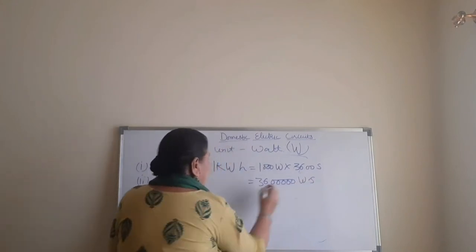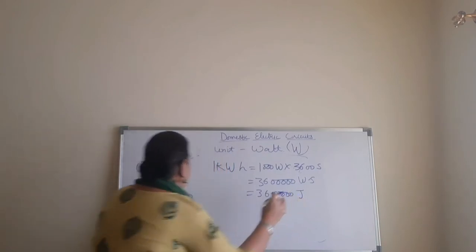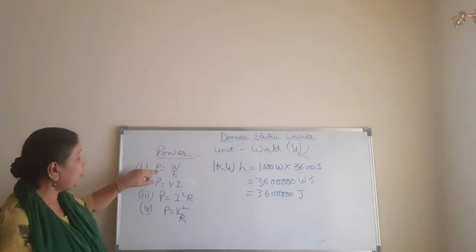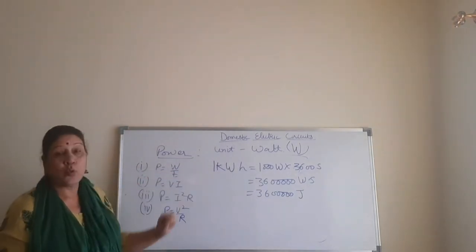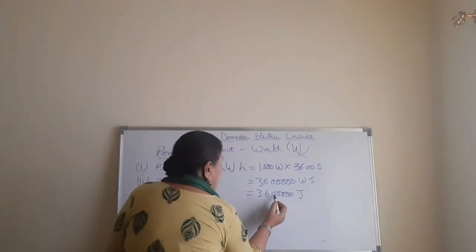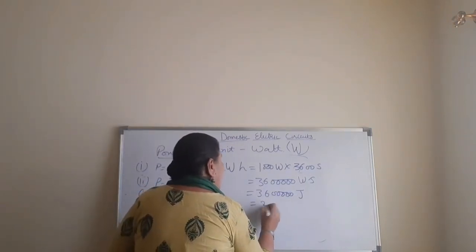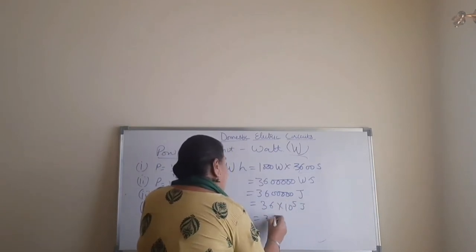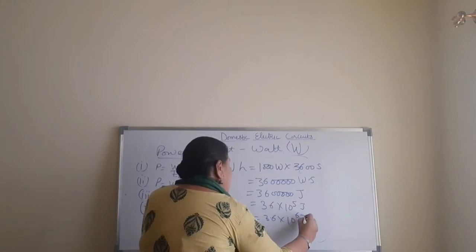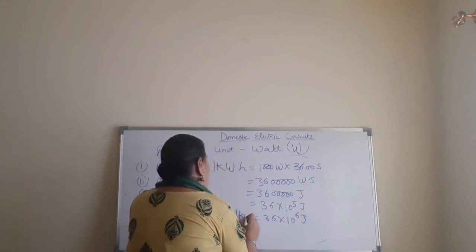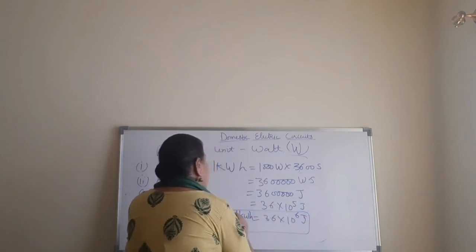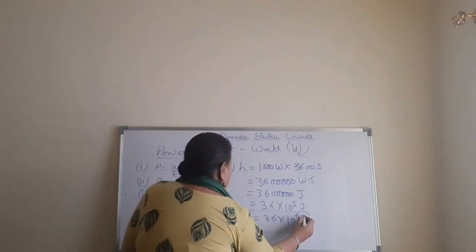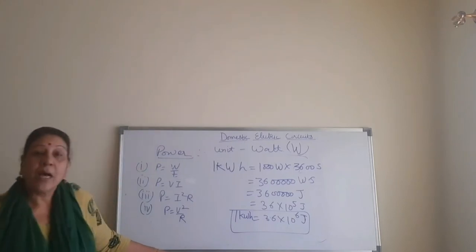And what is watt second? That is joules. Watt second means joules, because in the beginning we said 1 watt is equal to 1 joule per 1 second. W is equal to P into T, that is watt into second. So that is joules. So 36 with 5 zeros joules, or I can write it 36 into 10 to the power 5 joules. Easy to understand, most prevailing 3.6 into 10 to the power 6 joules. So 1 kilowatt hour is equal to 3.6 into 10 to the power 6 joules. At times you will be told to show the relation between kilowatt hour and joules.